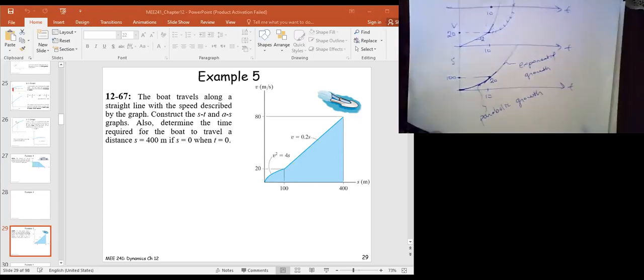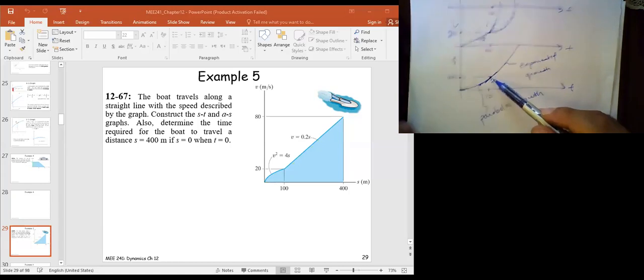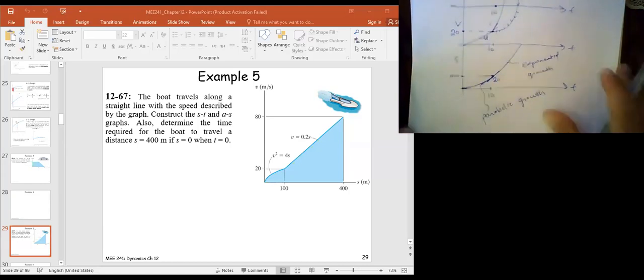Exponential growth, right? Just like the exponential deflation of the Lebanese lira. So this is exponential growth from 10 seconds up, and then it's parabolic growth, but at that time they have the same slope. The slope is basically continuous.